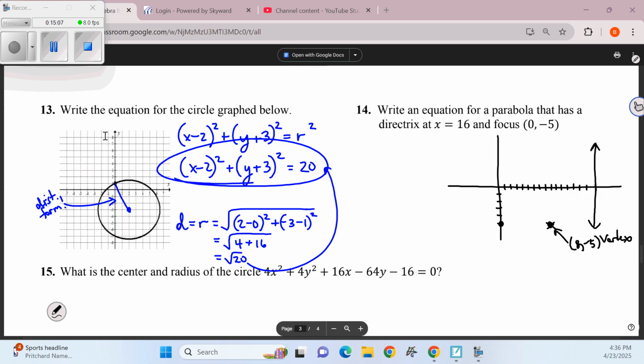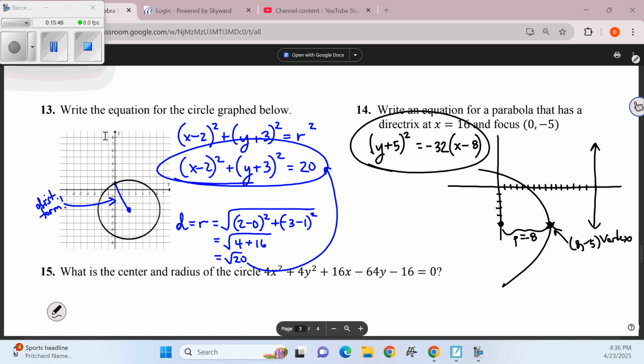And the p-value then, I don't really need to get a picture of this thing, but the p-value is the distance from the vertex to the focus or the vertex to the directrix. So p would be equal to 8, but again, it's opening towards the left, which is negative, so p is going to be negative 8. So when we put this all together, this is going to be a y squared parabola. So y plus 5 quantity squared equals 4p. If p is negative 8, that's a negative 32 times x minus 8. Right, so getting those vertex values and our p-value in there.